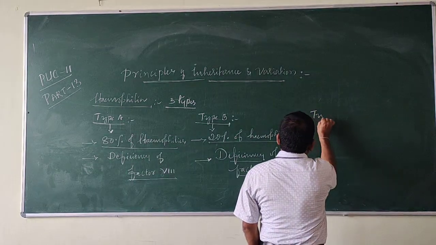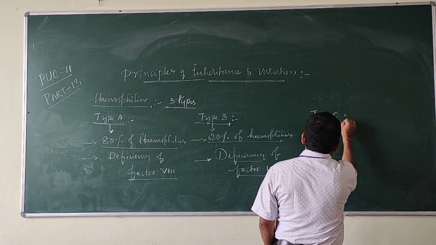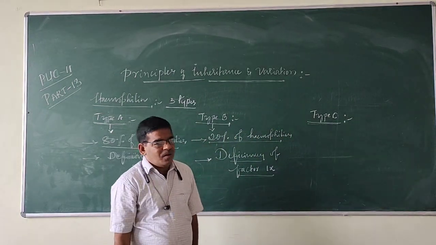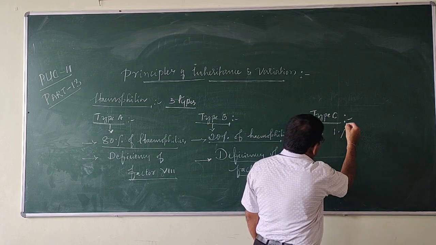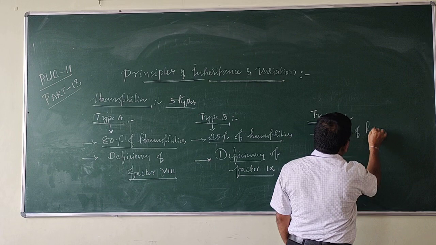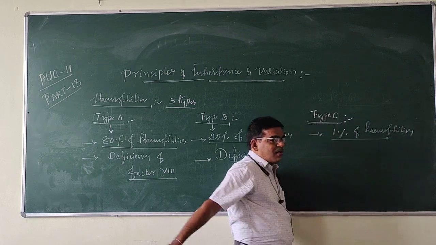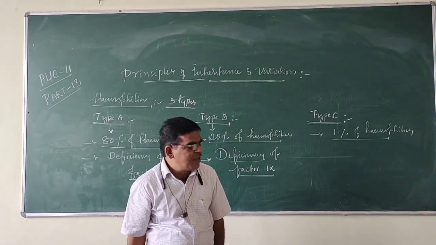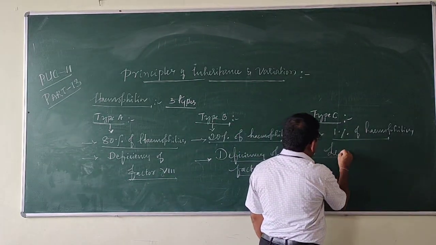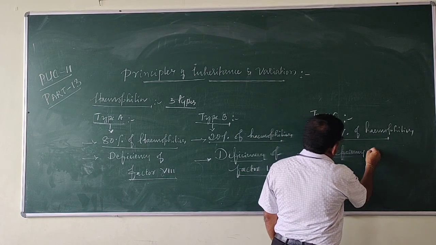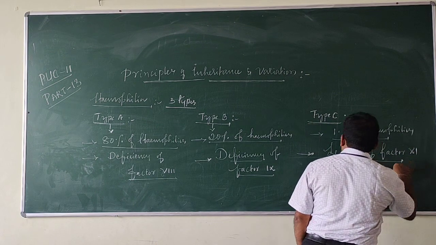Next, type C hemophilia. See, type C hemophilia is exhibited by less than 1% of hemophilics, and it is due to deficiency of factor 11.